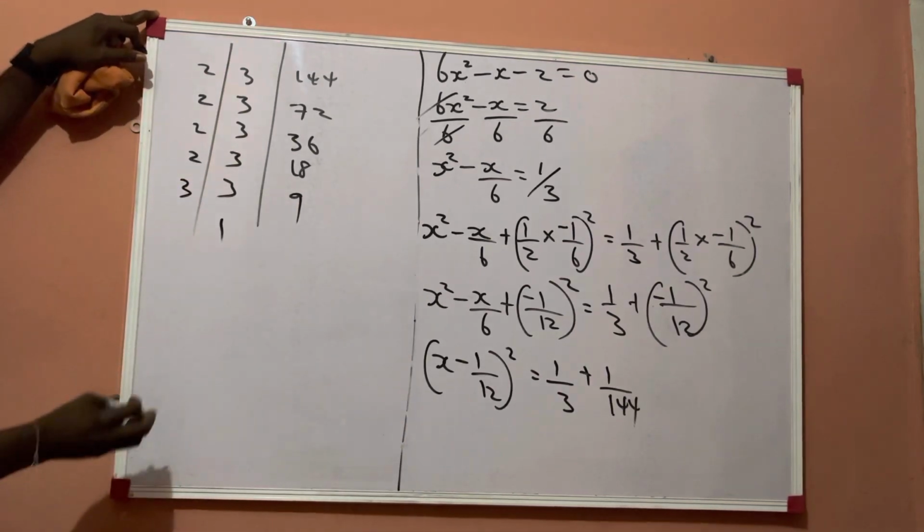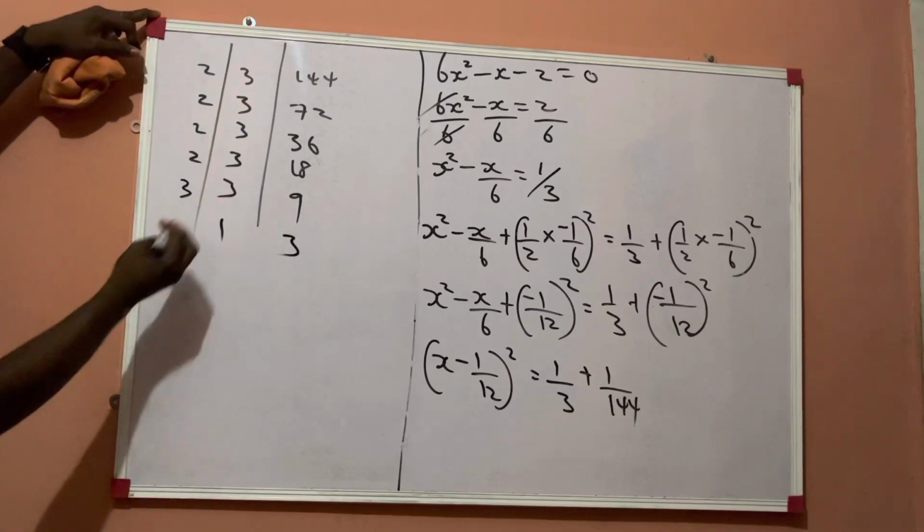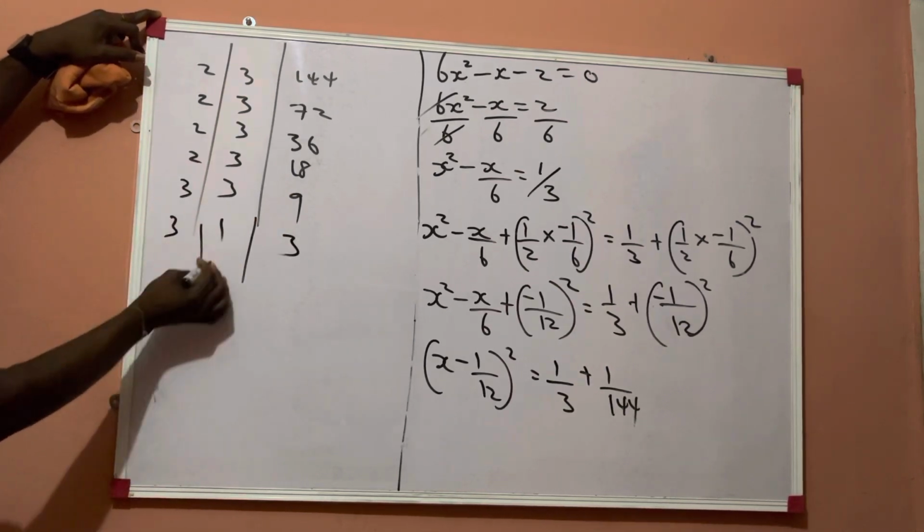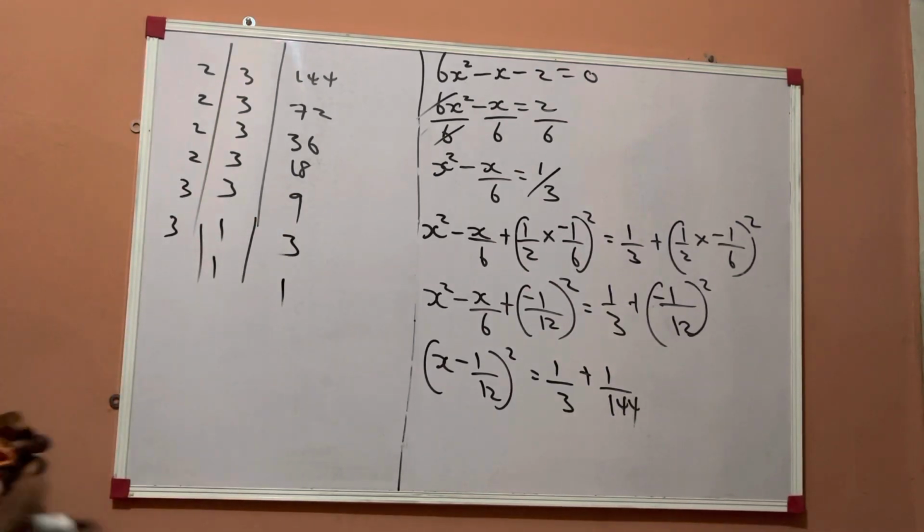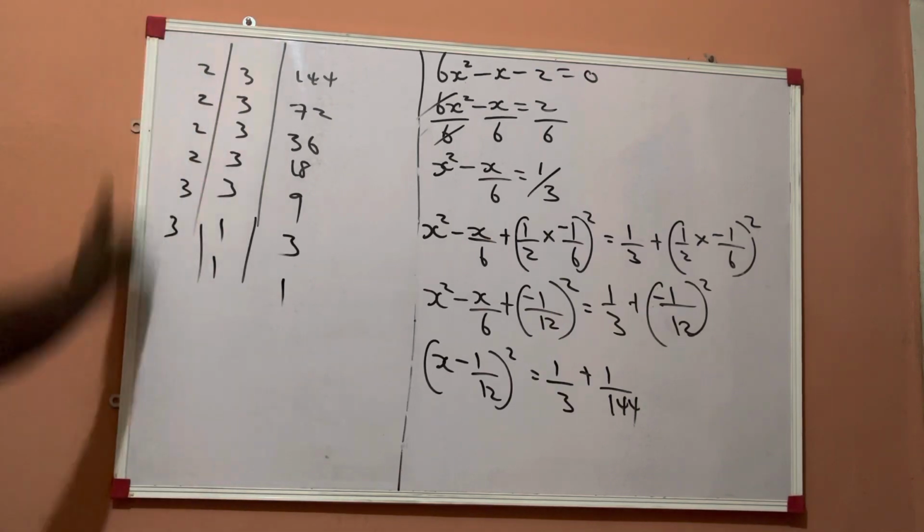3. Now, 3 into 3, 1. 3 into 9, 3. Now, I believe 3 can still go. 3 here, 1. 3 into 3, 1. Now, getting our LCM we will multiply all the factors.